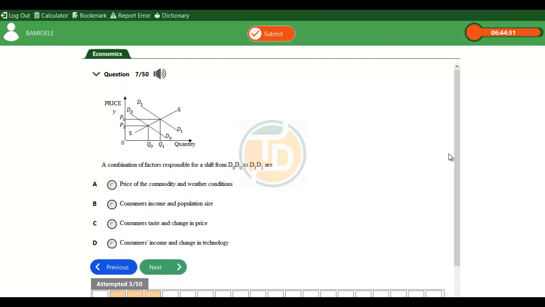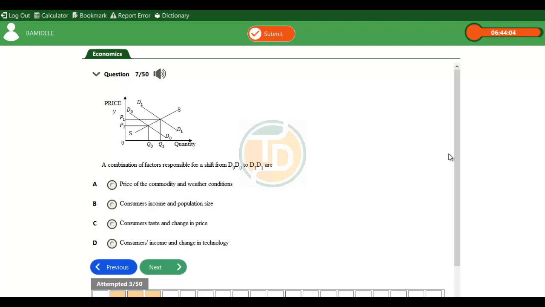Option A, price of the commodity and weather conditions. Option B, consumers' income and population size. Option C, consumers' taste and change in price. Option D, consumers' income and change in technology.